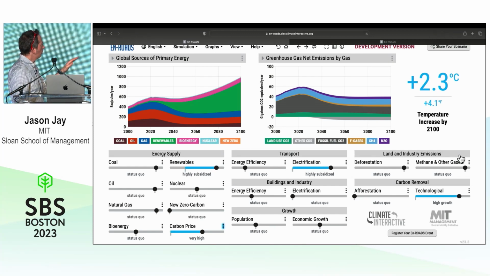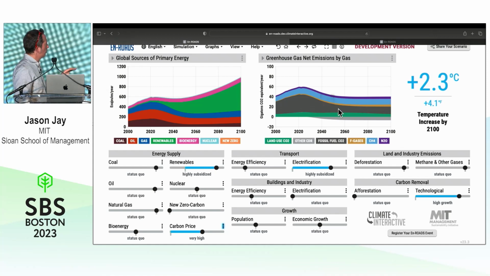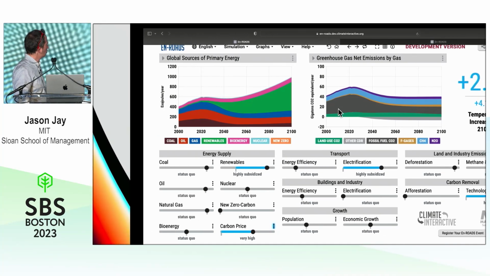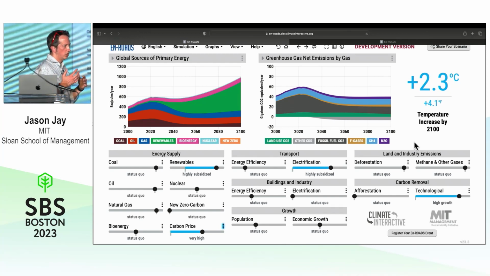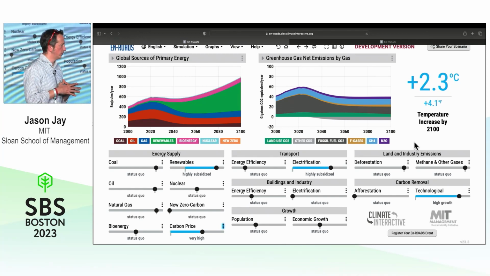Okay, but we're still at 2.3 degrees. I don't want to go into all the impact graphs again, but just recall that is not a safe enough climate future. So what else do we need to work on? What else should we add? Yeah, go ahead.